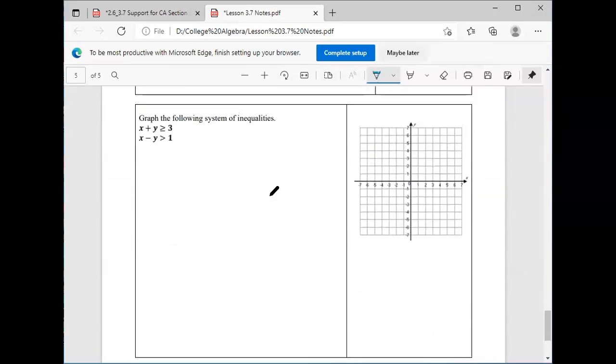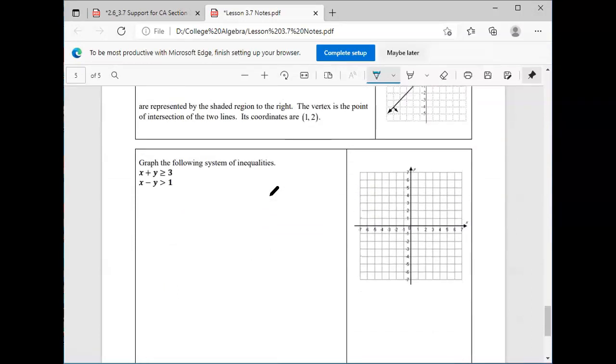There's not a whole lot of these that you have to work, but we do need to go over this problem. So it has to meet both of these things. There are two equations here, so I'm going to divide this up and talk about them separately. One of them is x plus y is greater than or equal to 3, and the other is x minus y is greater than 1. So we're supposed to graph this system of inequalities.